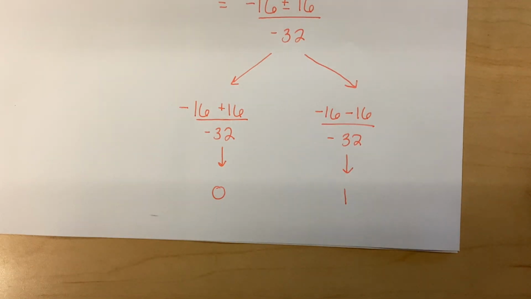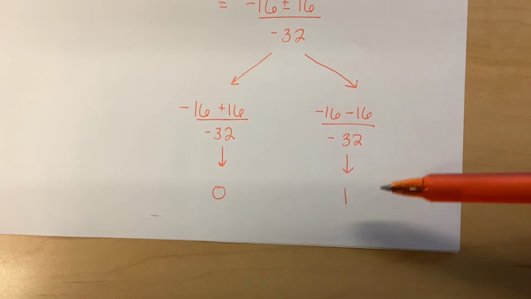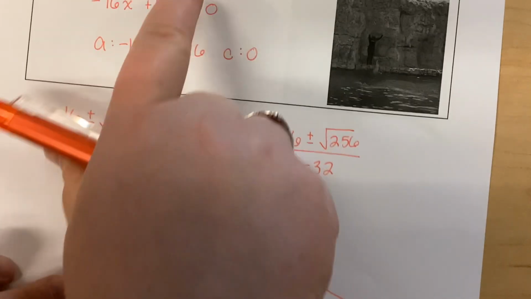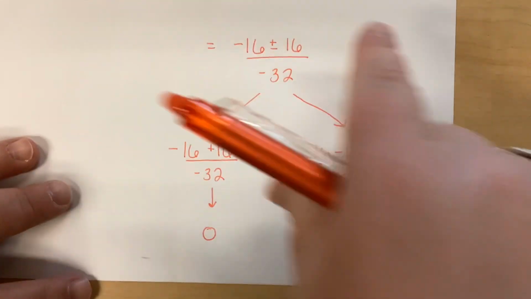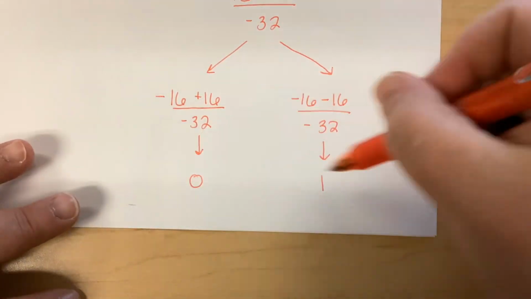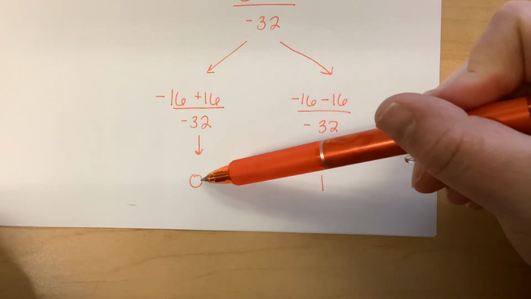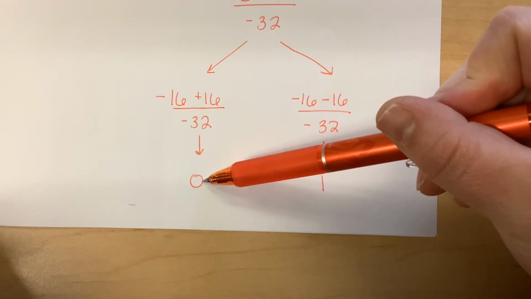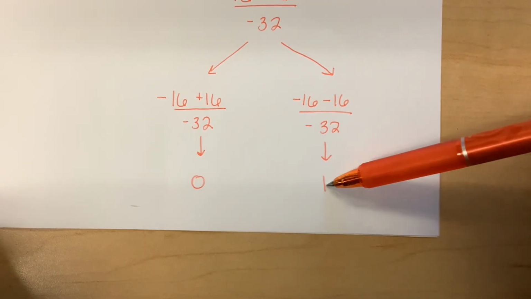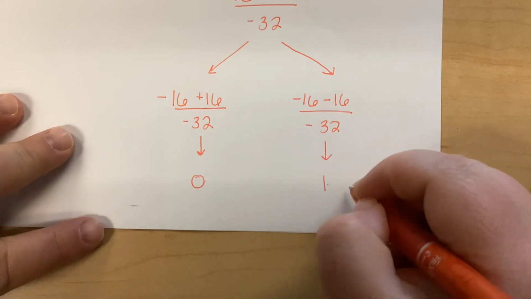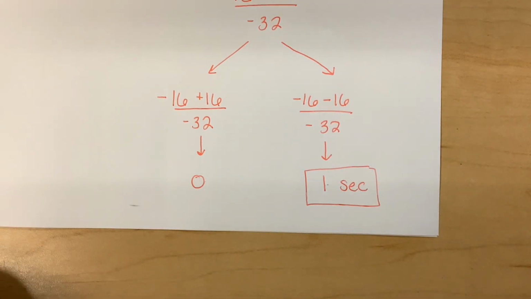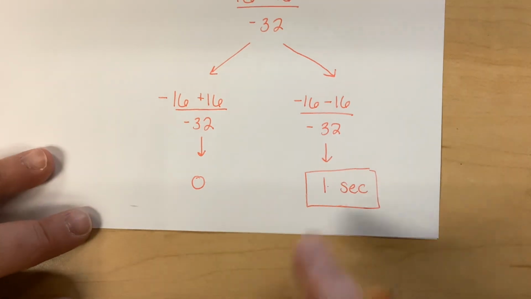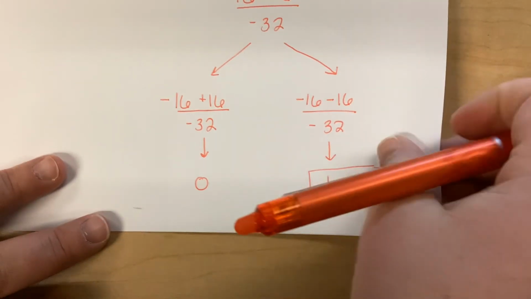All right, so remember, x is time in seconds. So this is 0 seconds and 1 second. And the question says, how long does the dolphin's jump take? All right, so essentially what this is telling us is that the dolphin's jump starts at the surface of the water at time 0 and ends after 1 second. So the answer that we're looking for is going to be 1 second, because we want to know how long the whole jump is, not where it starts. So 1 second is the time that we want. All right, let's try another.